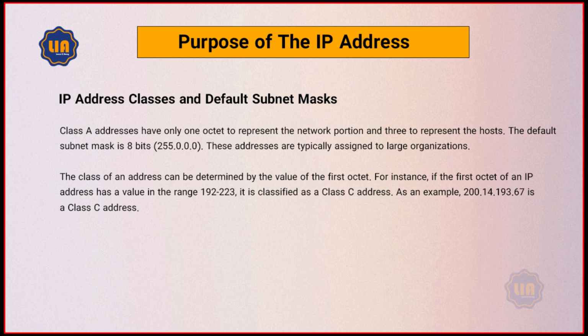The class of an address can be determined by the value of the first octet. For instance, if the first octet of an IP address has a value in the range 192 to 223, it is classified as a Class C address. As an example, 200.14.193.67 is a Class C address.